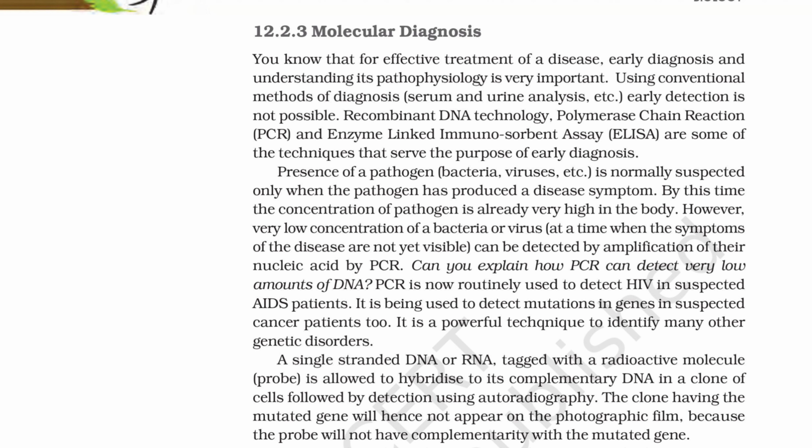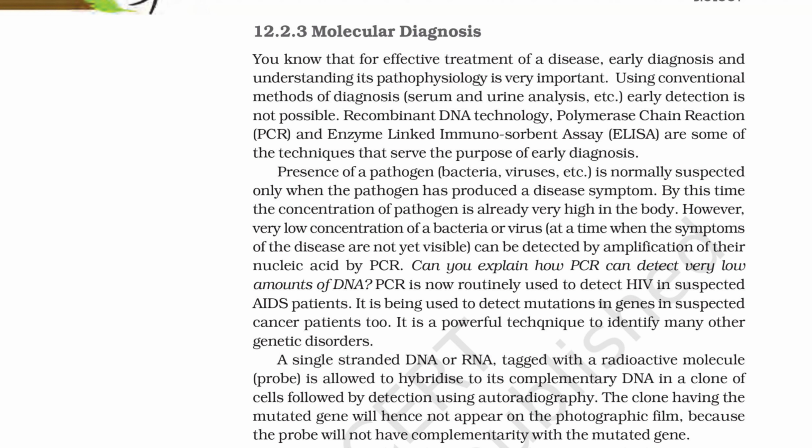Presence of a pathogen, bacteria, viruses, etc., is normally suspected only when the pathogen has produced a disease symptom. By this time, the concentration of pathogen is already very high in the body. However, very low concentration of a bacteria or virus, at a time when the symptoms of the disease are not yet visible, can be detected by amplification of their nucleic acid by PCR. Can you explain how PCR can detect very low amounts of DNA?